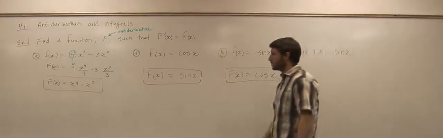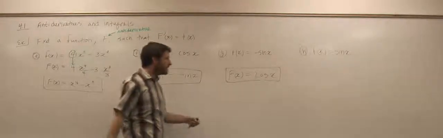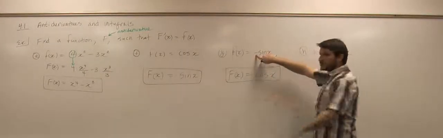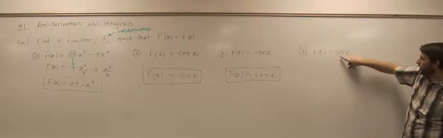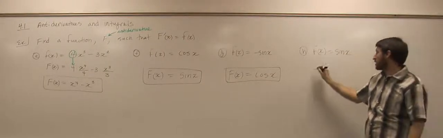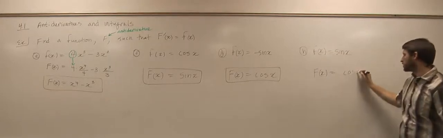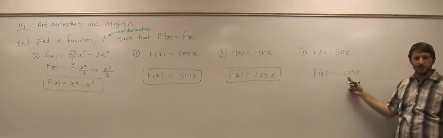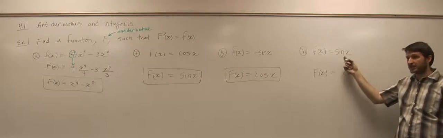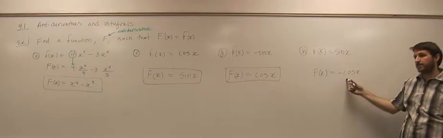Just trying to build you up. Negative cosine. Yeah, so you've got to be careful though. If I don't put the negative sign in here, and I just want an antiderivative for positive sine x, will positive cosine x work? No, because if you take the derivative of positive cosine x, you get negative sine, which is bad. So you have to fix it up by putting a negative out front.